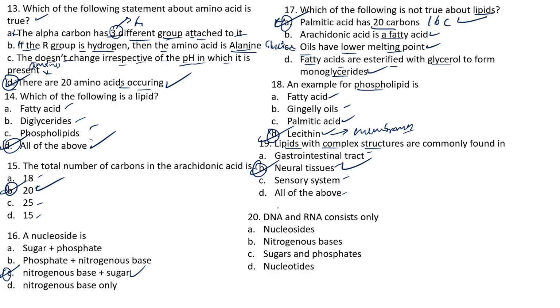Next question we have is: DNA and RNA consist only of nucleosides, nitrogenous bases, sugars and phosphates, or nucleotides, right? The first option is nucleosides. Sorry, I mispronounced it. So we all know DNA and RNA are ultimately made up of nucleotides only. Hence D is our right answer. Nucleotides is going to be the right answer, right?